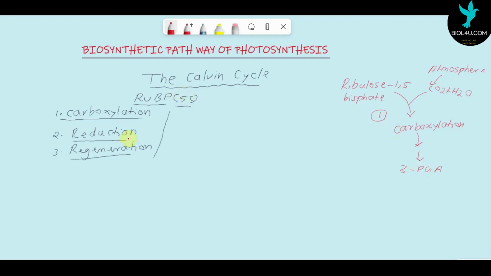So let us study the next process, that is the reduction. How is the reduction process going on? Next, reduction. Reduction means the 3-PGA undergoes reduction and produces the next product, a triose phosphate. So by the reduction, the 3-PGA undergoes reduction and produces a triose phosphate.